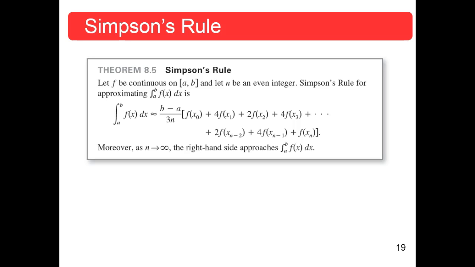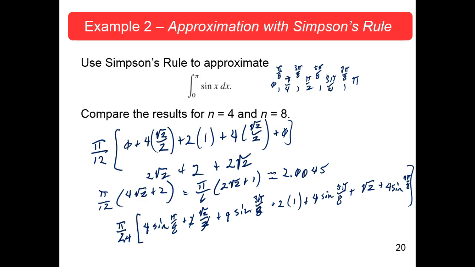3n, for the first example, n was 4. 3 times 4 is 12. Second example, n is 8. 3 times 8 is 24. So that's where the pi 12 came from here, the pi 24. Okay? That's just Simpson's rule. But it came from that same b minus a over 6, which was 2 times 3.